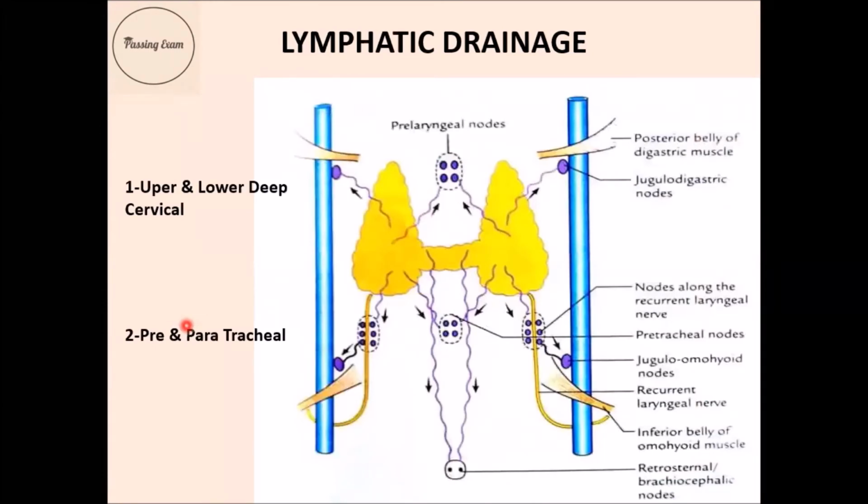Then comes the lymphatic drainage of the thyroid gland. Thyroid gland drains into upper and lower deep cervical lymph nodes, as you can see, pharyngeal lymph nodes and jugular-digastric lymph nodes, and pre and paratracheal lymph nodes. These are pretracheal and these are paratracheal lymph nodes. Pretracheal lymph nodes sometimes are also called Delphian lymph nodes, and they are level 6 lymph nodes of the neck.